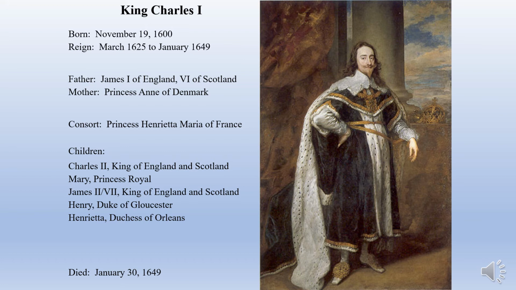King Charles I. Charles I was born shortly before his father became the King of England. He was born in Scotland in November of 1600. And everything that James was, Charles was basically the reverse. Charles was pious. He was religious. He did not have much of a sense of humor. We do know he was 24 years old when he became king.